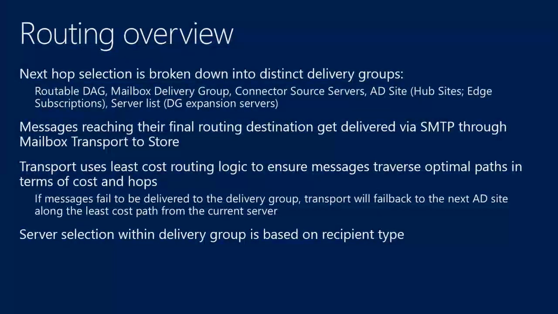We have the concept of an AD site. The AD site here really is used for hub sites and edge subscription sites. A hub site is one where you specify that you want all mail to route through that particular Active Directory site, and mail must queue along the least cost route at that particular Active Directory site. It gets you back to the Exchange 5.5 and 2003 type of routing topologies.